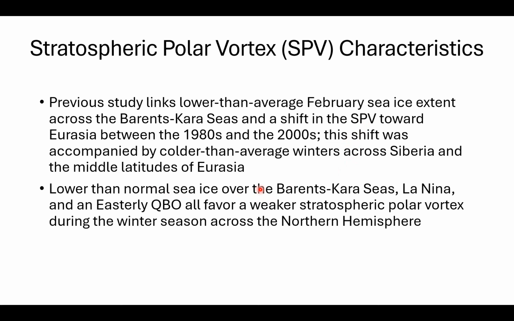Additionally, lower than normal sea ice over the Barents-Kara seas, along with a La Nina and an easterly quasi-biennial oscillation, or QBO, all favor a weaker stratospheric polar vortex during the winter season across the northern hemisphere. So this is something we'll keep an eye on here in coming winters. Will the sea ice be below normal over the Barents-Kara seas? Will we have a La Nina develop? Will we see this easterly QBO develop as well? That all favors a weaker stratospheric polar vortex. And when the vortex gets weaker, it tends to extend further south and displace off the pole, and it brings much colder, bitter air into the middle latitudes.